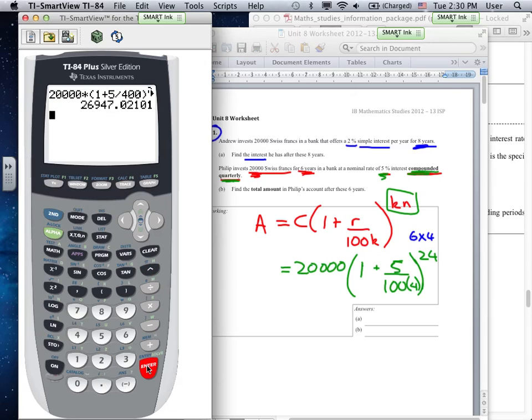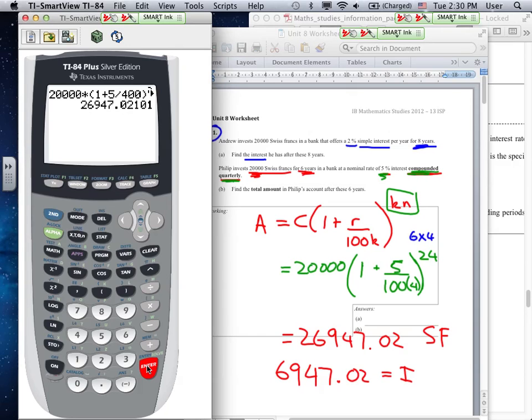And so we get a total amount at the end there of 26,947.02. That's coming out. This is also Swiss francs. Now this is the total amount. This 6,947.02 is the interest. That is the interest that has been earned.